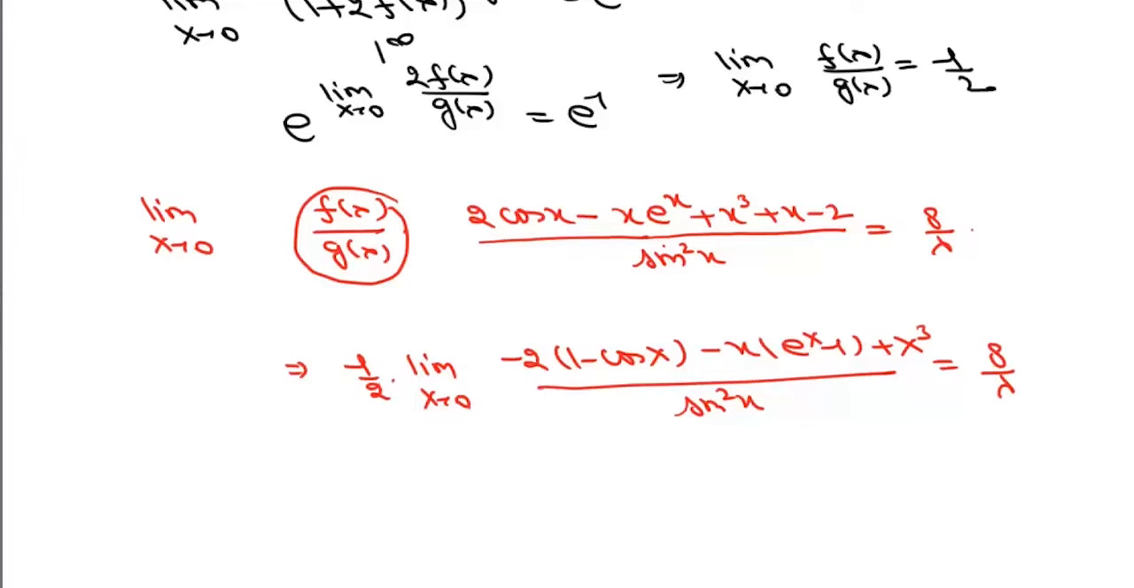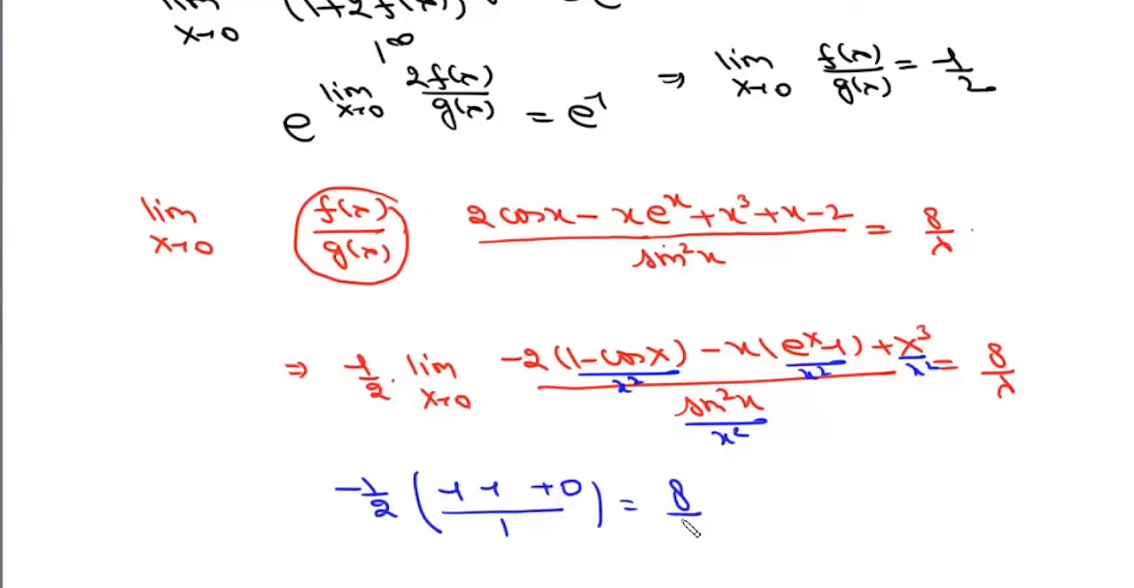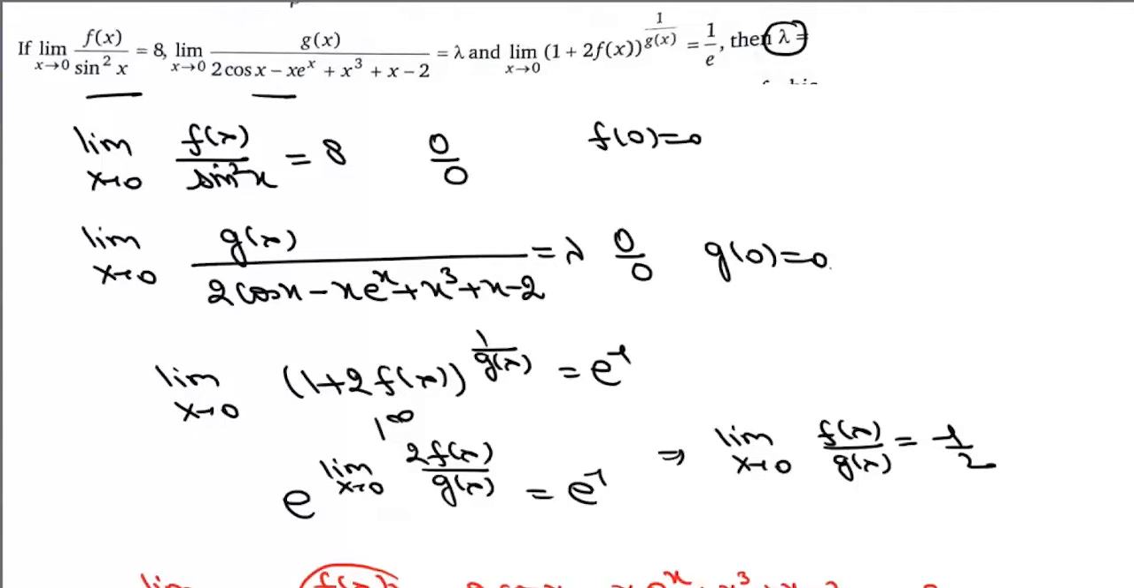What we'll do is, we'll divide numerator and denominator by x square. Now this is minus 1 by 2. Now 1 minus cos x upon x square is 1 by 2. So this is minus 1. Here e to the power x minus 1 upon x is 1. x will cancel. So this is minus 1 plus 0 upon 1, that is equal to 8 upon lambda. So clearly the value of lambda is 8, and that is the answer to this question.